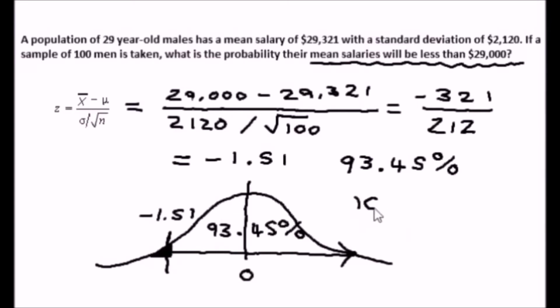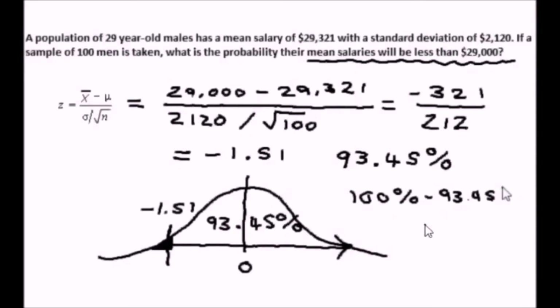So what I'm going to do is subtract 93.45% from 100%. And when I do that, I get 6.55%. That's roughly equal to a decimal of 0.07.